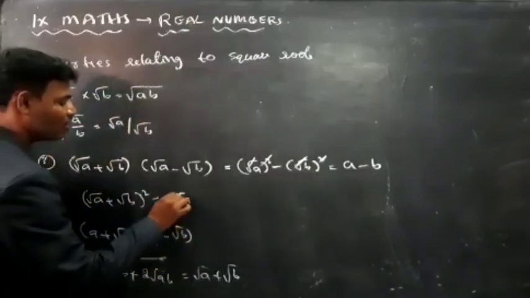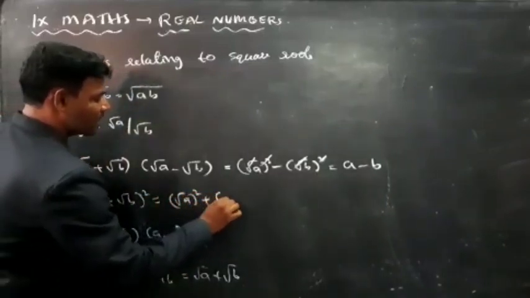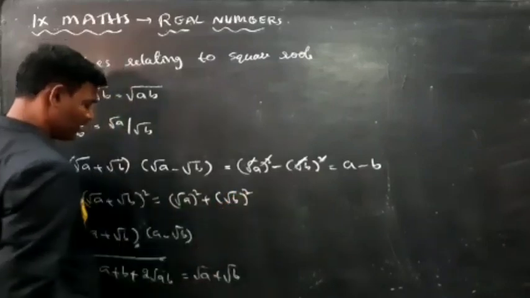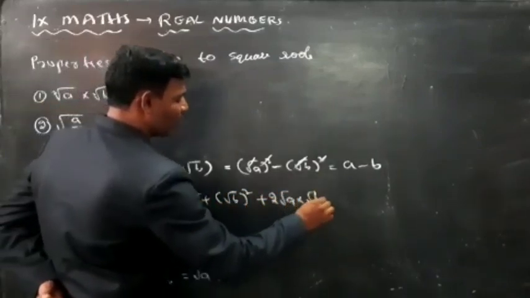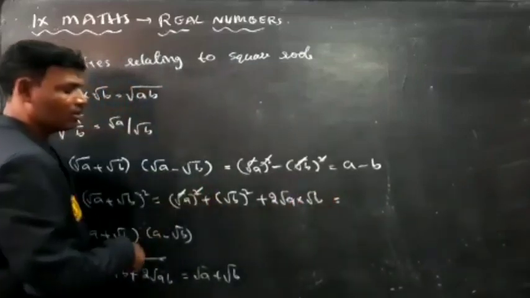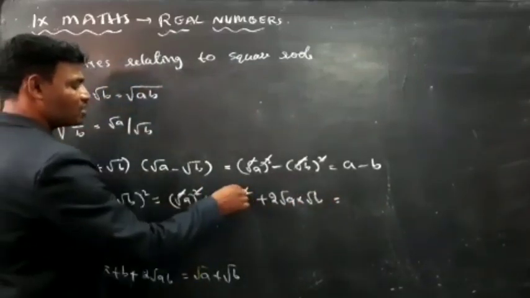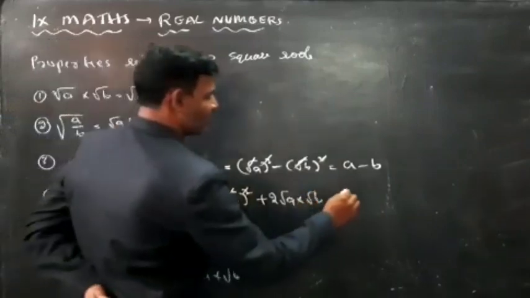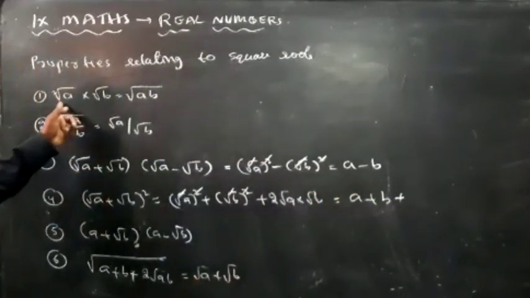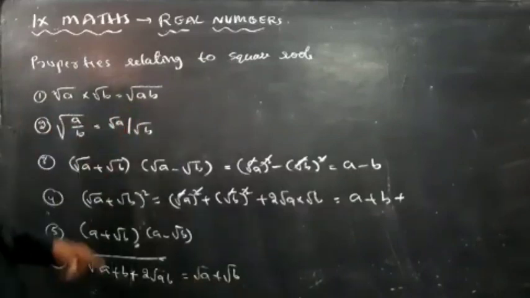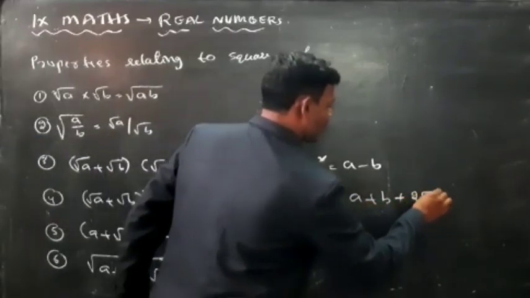Root A plus root B whole square is in the form of A plus B whole square. A square means root A whole square, plus B square means root B whole square, plus 2AB means 2 root A into root B. Square and root cancel. So what is the remaining? A plus B. Root A into root B you can write as root AB, so 2 root AB.